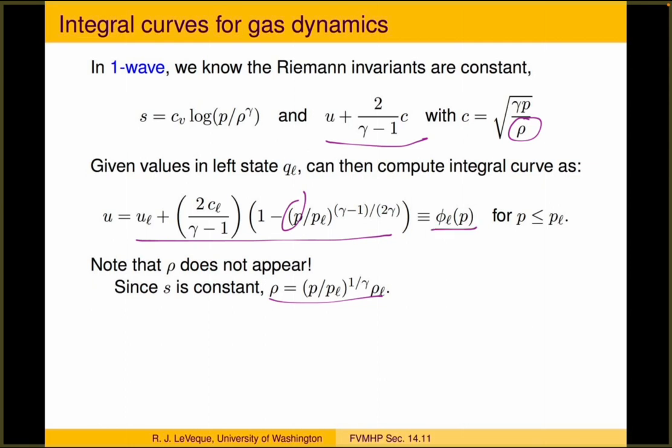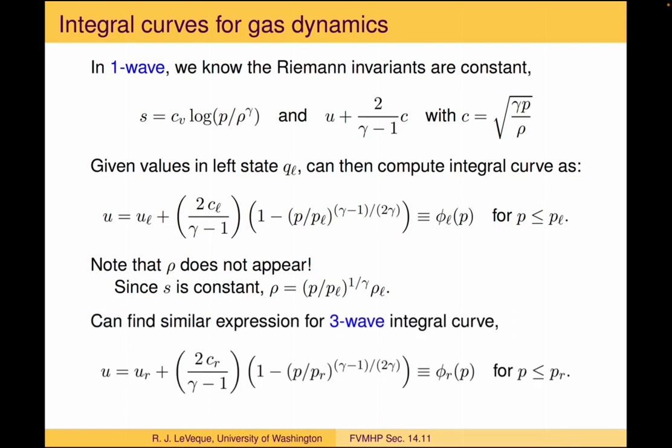And that's the function that we'll call phi sub L of p, because this is only valid if p is less than or equal to pL. And that's because of the way the eigenvalues vary along the integral curve. In order for this to be a state that we can connect to the left state as a potential middle state, we need the eigenvalue lambda 1 to be increasing as we go from state QL to one of these states on this integral curve. So that determines how the pressure has to vary in order to respect that.